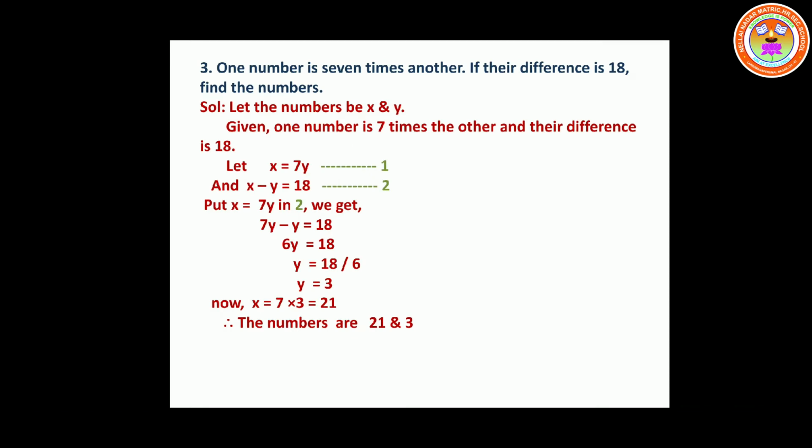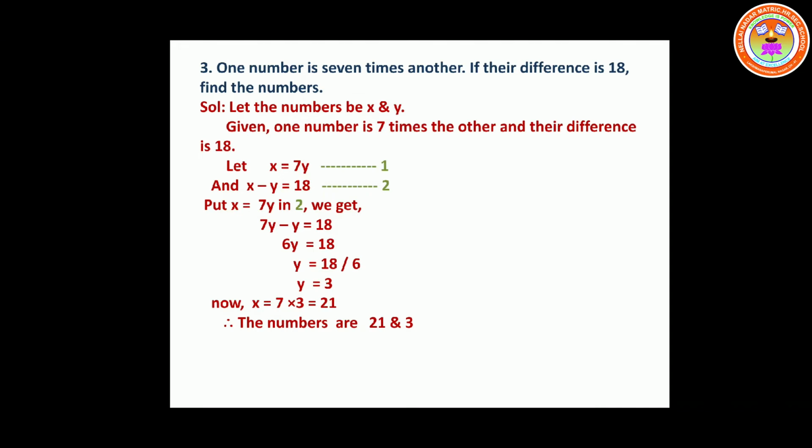One number is 7 times another. If the difference is 18, find the numbers. So this is the clue. First I have to frame an equation. Then after forming the equation, I have to find the solution. Right? This is the step to be followed in solving a linear equation using word problems. So the first step is to form a linear equation using the given clue. Now, I have to find numbers here.